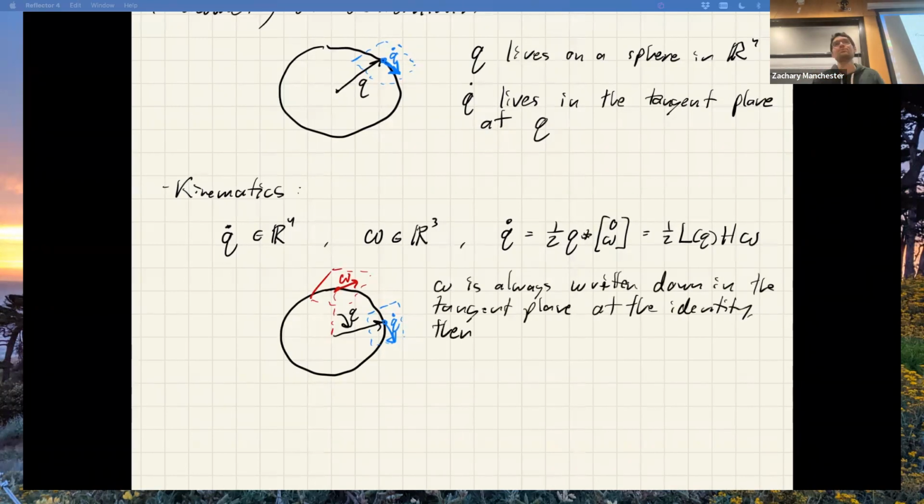Why does body frame equal identity here? Tangent plane at the identity. Does that make sense to anybody? What direction does Q rotate? It's always by convention, at least for us, body frame to inertial frame. So that equation is basically saying omega is written down in the body frame, aka at the identity. And then that kinematics equation is literally rotating it from the body frame to the inertial frame, like the current Q, right?